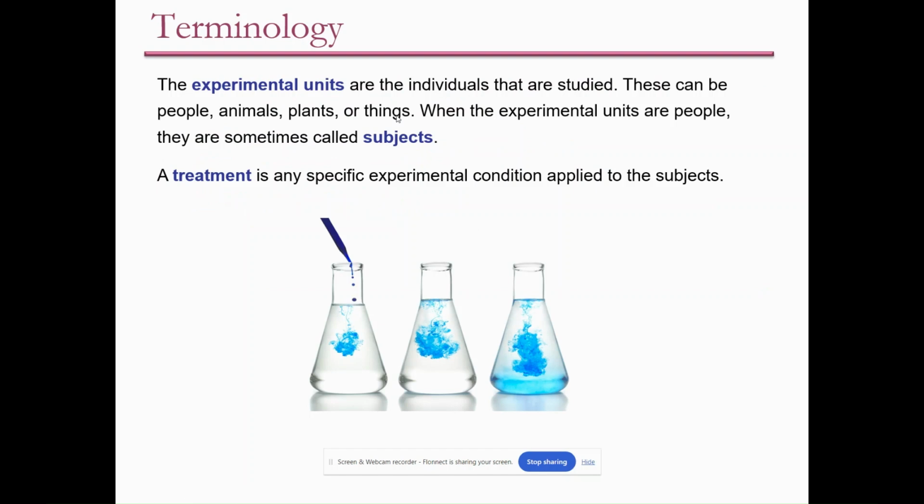So the first thing is experimental units are the individuals that are studied, and these individuals may be people, plants, things, animals. But when they are people, sometimes we will call those experimental units subjects. And the big difference here, again, between observational studies and experiments is that in an experiment, we actually apply a treatment to the subjects.